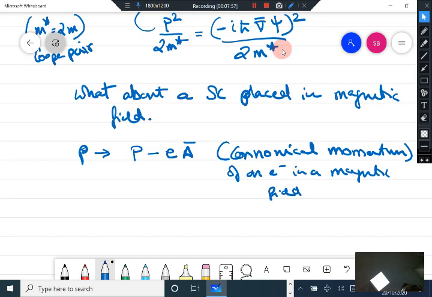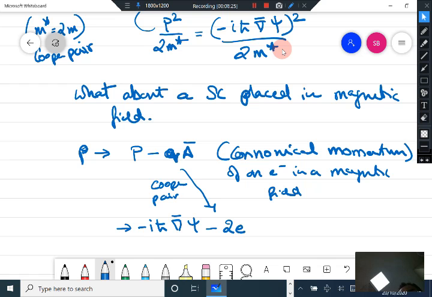You can write it like this: the momentum p goes to p minus eA. So your momentum p goes to minus i h cross gradient of psi minus 2eA psi. If this is a charge q, for a Cooper pair it is 2e. For a Cooper pair, the charge becomes 2e.